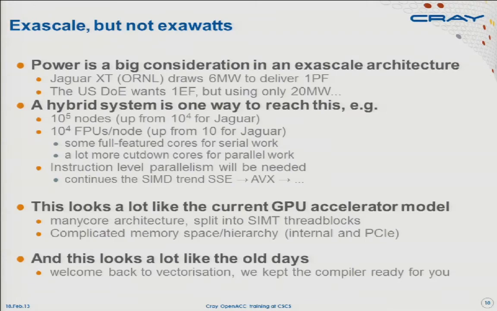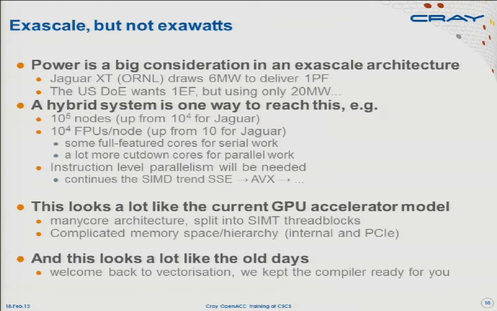And to get to exascale, power is the big problem. The old Jaguar system drew 6 megawatts of power to give you 1 petaflop. The US DOE, and they pay the bills, so what they say goes, says we will have an exaflop machine, but it's got to be 1,000-fold quicker, but only 3 times the power. How are you going to reach this?